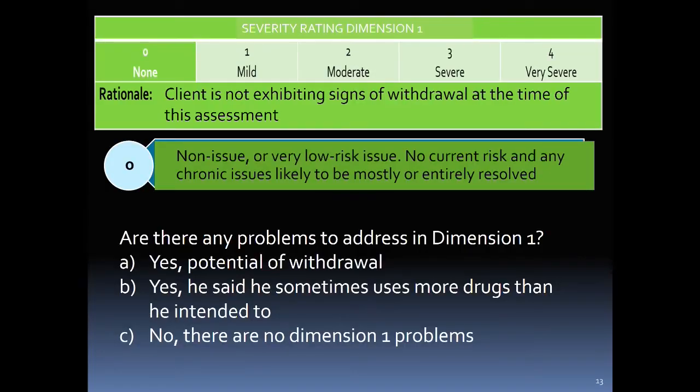Okay, so here we have the severity risk rating for Dimension 1. The rationale would be that Mr. Doe was not exhibiting signs of withdrawal at the time of the assessment. So the question, are there any problems to address in Dimension 1? I think it's important that we pay close attention to Mr. Doe, but currently, pertaining to this Dimension 1, acute intoxication and withdrawal, he would be rated at a 0. Non-issue or very low risk issue. He has no current risk in any chronic issues likely to be mostly or entirely resolved.